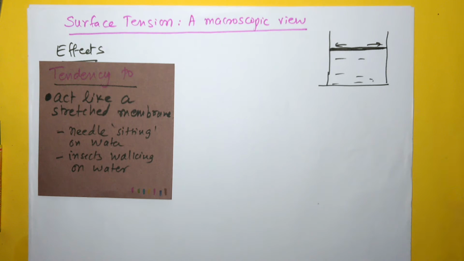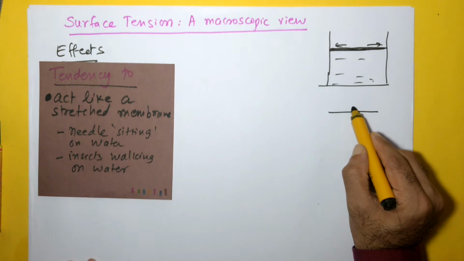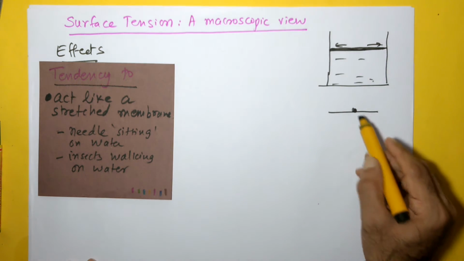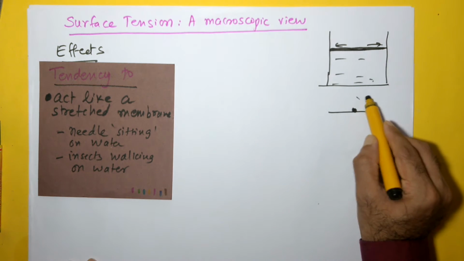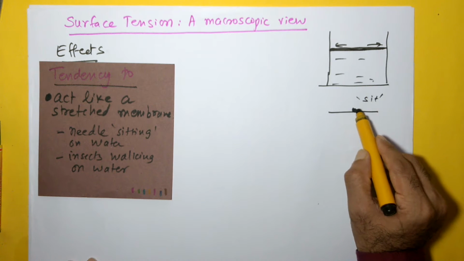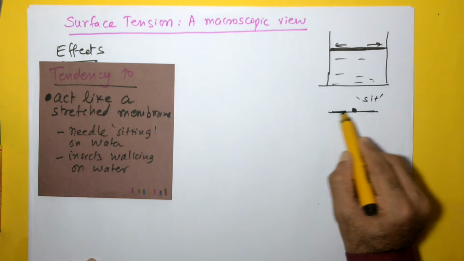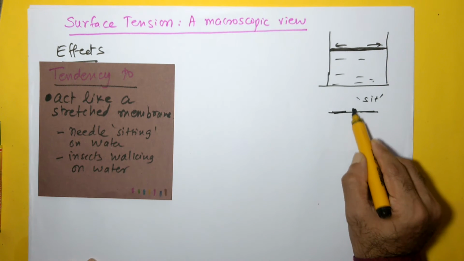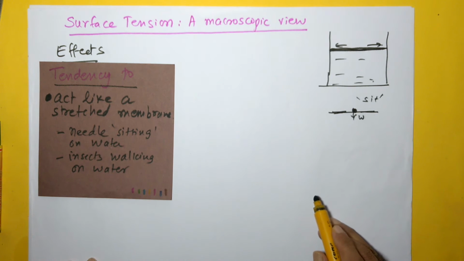Say for example, if I look at this surface and if I draw that surface over here, and on this surface if I place a needle very carefully, the needle will be able to sit on this surface. It is not floating over here, it just is able to sit over here, and that is because of surface tension. This is like a stretched membrane, and therefore this stretched membrane is able to withstand the weight of the needle acting in the downward direction, and therefore it doesn't sink.